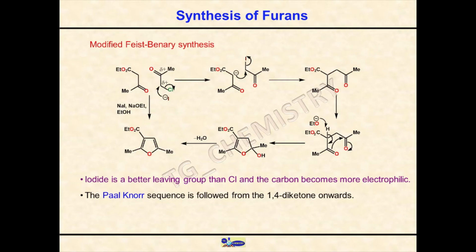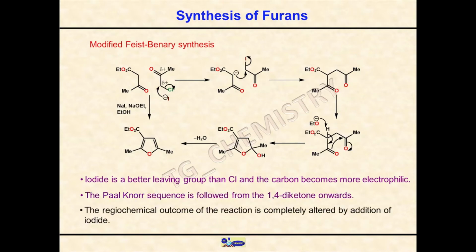And in that case I should say that in pyrrole synthesis it followed from the 1,4 diketone, and afterwards it's the same reaction when we have the replacement of the chloride by the iodide. Further, the carbanion reacts at the carbon-iodine bond and the iodine atom departs as the iodide ion. Then it becomes the 1,4 carbonyl, and then the following sequences are according to the pyrrole sequence. And the regiochemical outcome of the reaction is completely altered by addition of iodide.